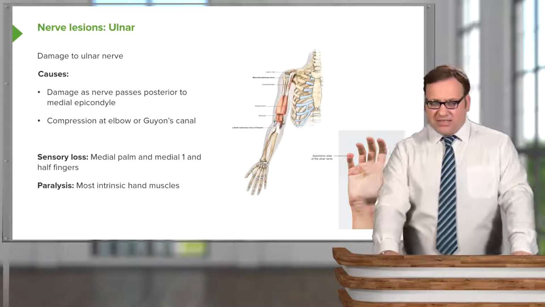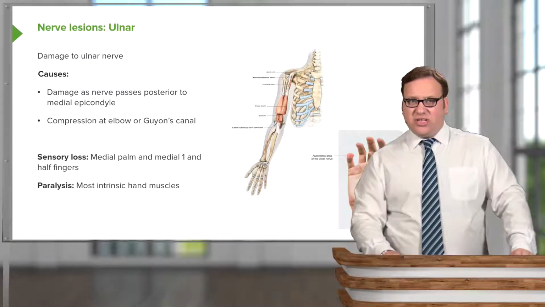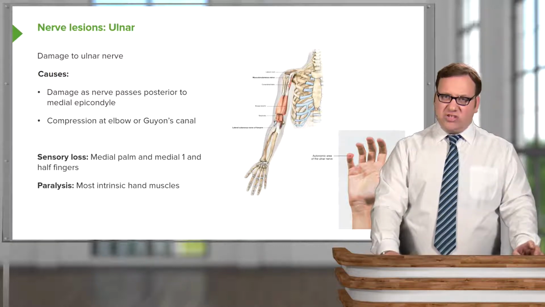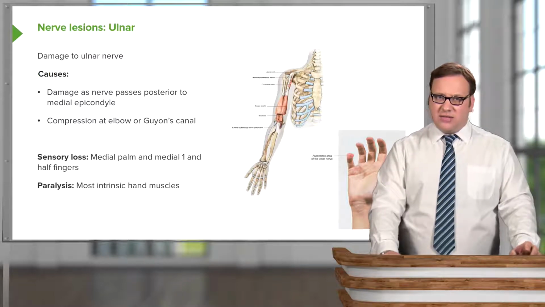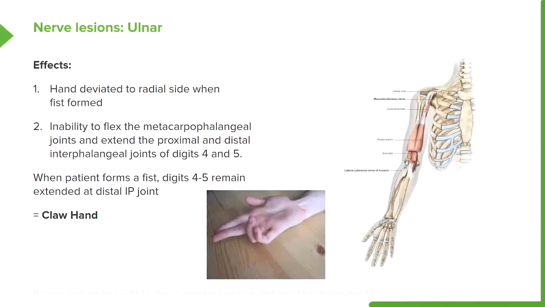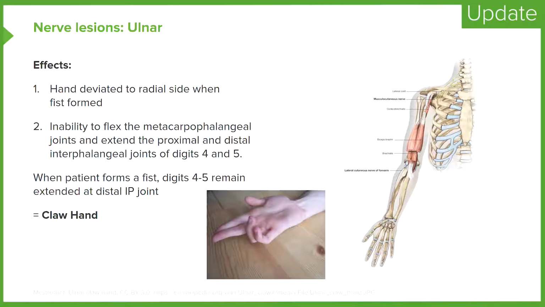You'll also have paralysis of the vast majority of those intrinsic hand muscles. So the medial 2 lumbricals, the interossei, the hypothenar eminence muscles. These will be paralyzed with effects on functionality. The hand will be deviated to the radial side when a fist is formed because flexor carpi ulnaris is no longer able to make an even flexion of the wrist. The flexor carpi radialis will pull the hand towards the radial side during hand flexion.